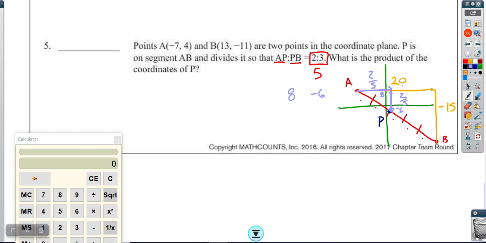All right, so what's 8 more than -7? 8 more than -7 is 1. What is 6 less than 4? Well, that's -2. So point P is at 1, -2. I'm looking for the product of the two. 1 times -2 is -2. All right, and that's all you got for that one.